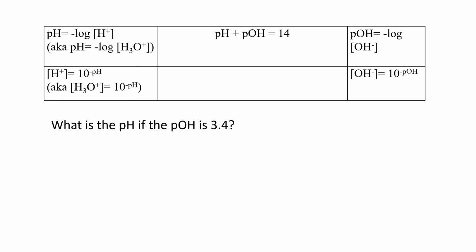What is the pH if the pOH is 3.4? So that's where we're going to use this equation. To get to the pH, we're just going to do 14 minus 3.4 equals, and we get 10.6.